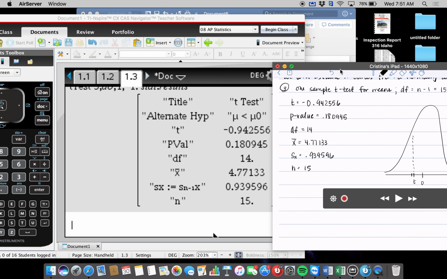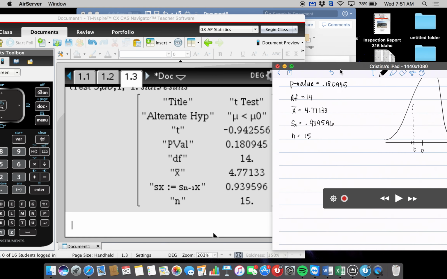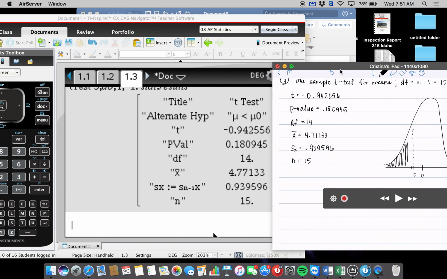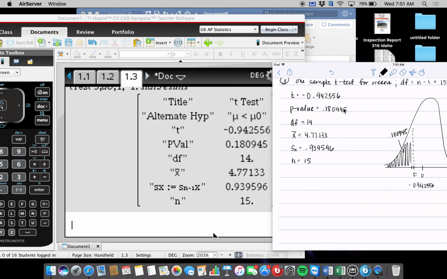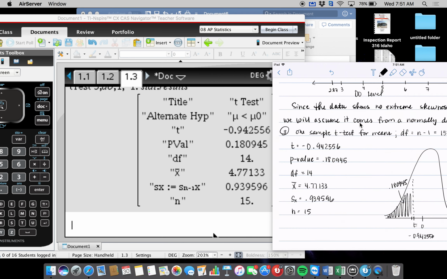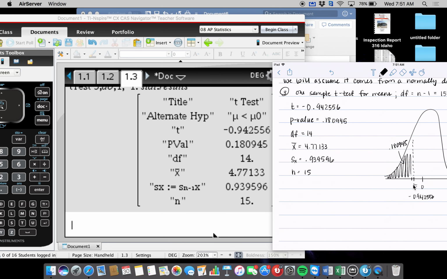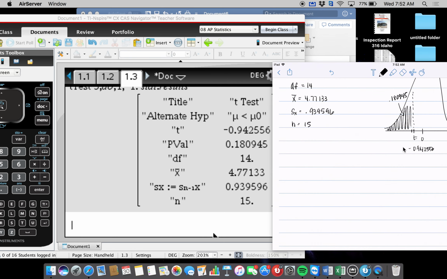Since we're testing a hypothesis where it's less than, we're shading to the left. And this t value was negative 0.942556. This shaded area is, of course, your p-value, which is 0.180945. So the probability of you getting such a sample, given that 5 is the true mean, in a non-standardized t-curve, this is 5. The probability of you getting this particular sample mean of 4.77 is going to be 0.180945.